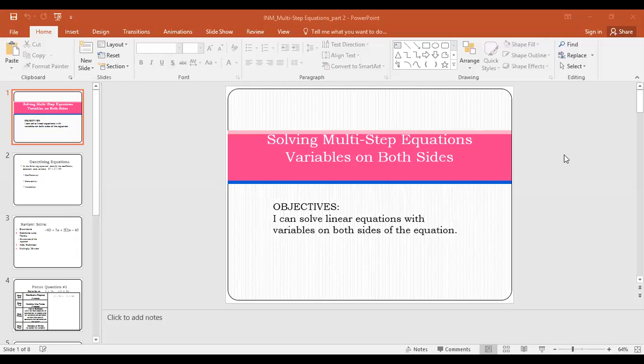Okay, I got another one of those to look at here real quick. So far we've just had variables on one side or the other of the equations. You're going to see equations where the variables are on both sides.